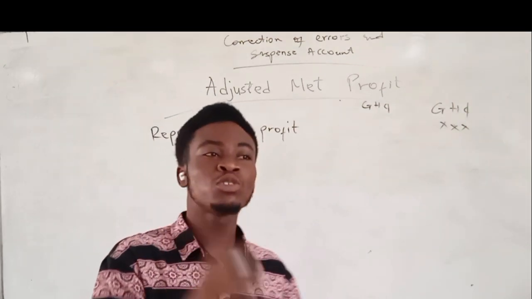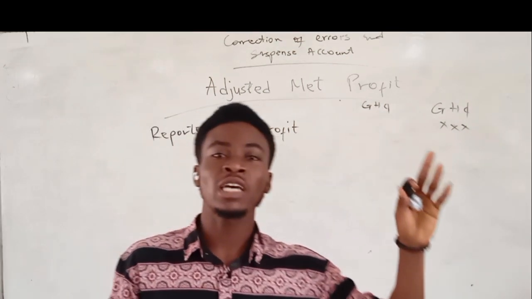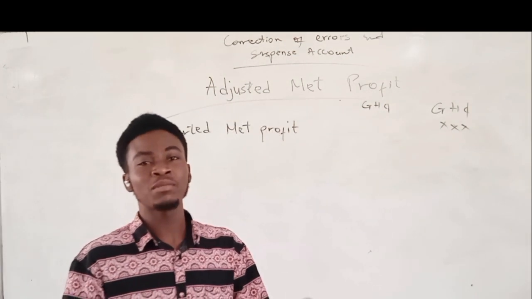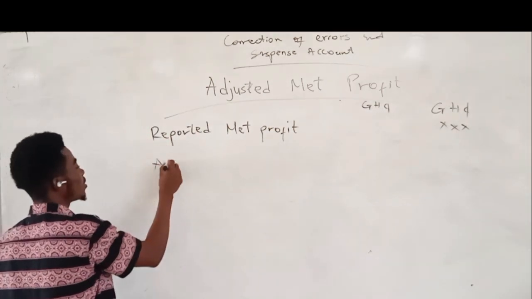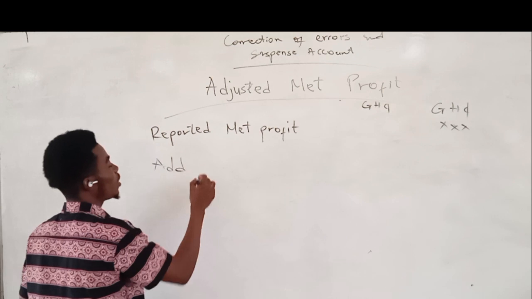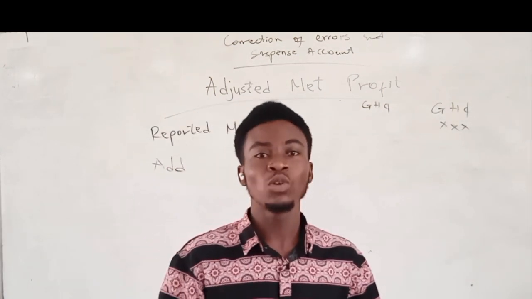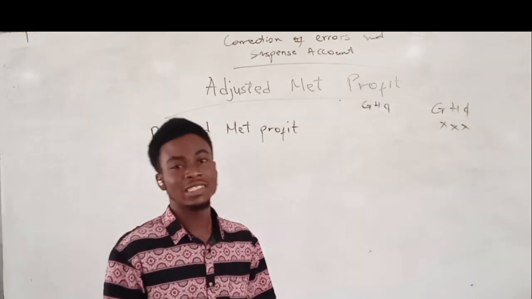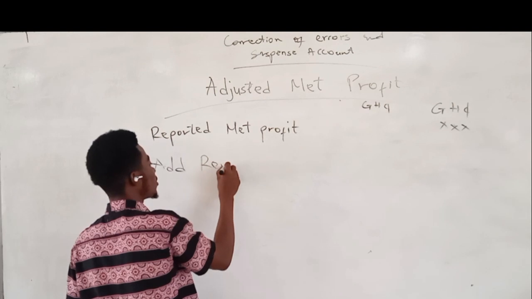After that, you are going to add anything that reduces profit. When you go to the trading profit and loss account, any item that is going to reduce profit, you are going to add it. So add, let's say we have sales undercast. Any revenue undercast, you add it. So add revenue undercast.